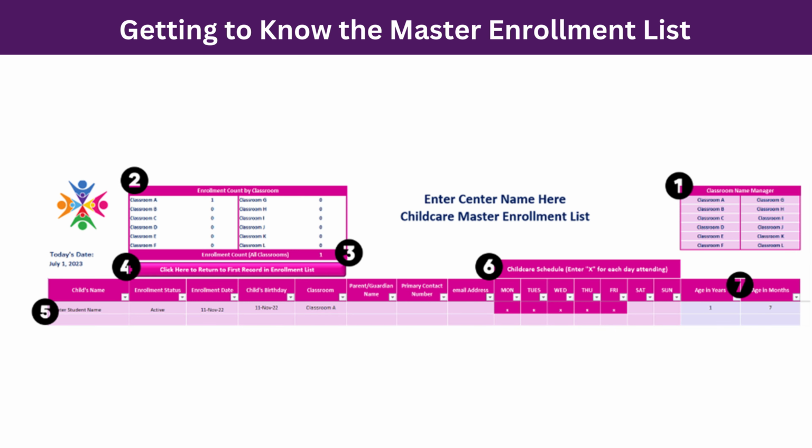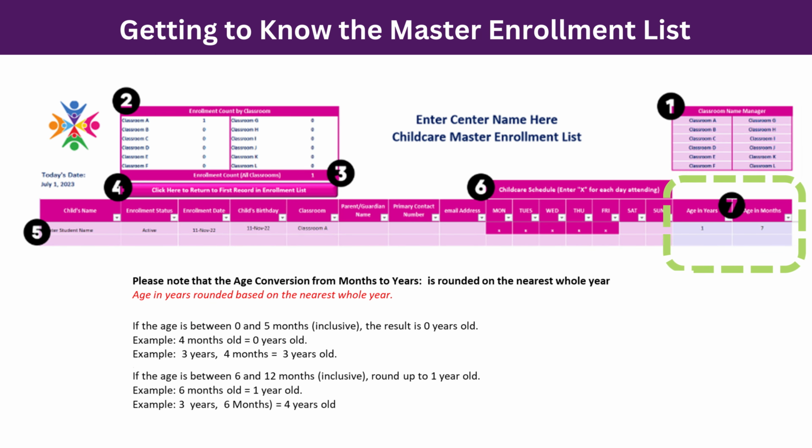The Child's Age section auto-calculates the student age in both years and in months. This is based on what you've entered for the student's birthday in the Student Information section. Of note is that the age conversion from months to years is rounded to the nearest whole year. Please see the provided examples for clarification.